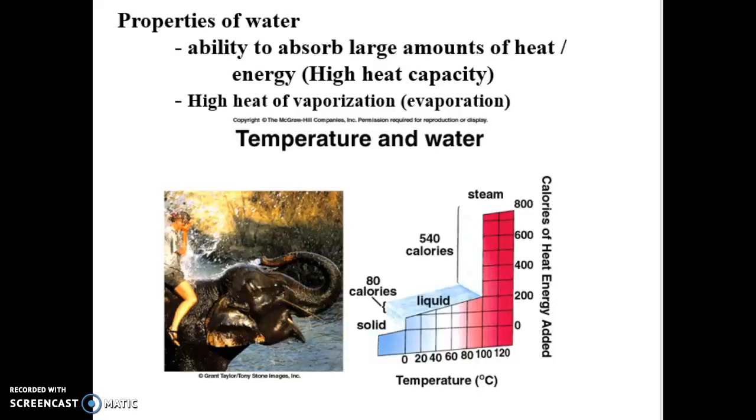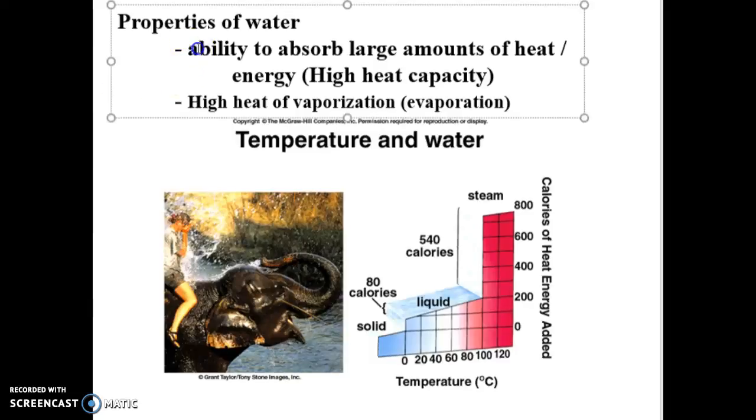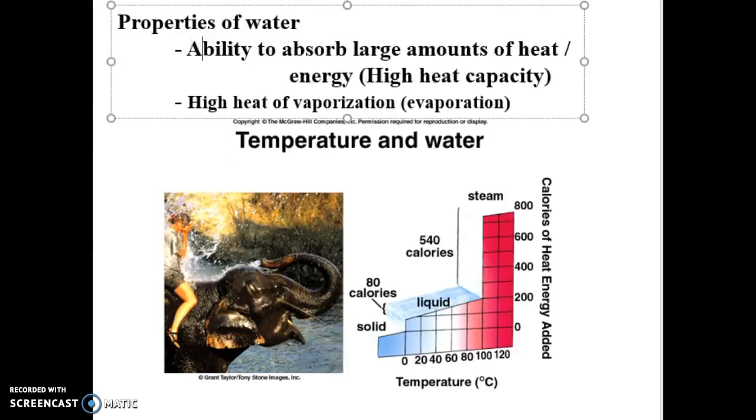But it takes a huge amount of energy and heat to get to that point, to go into that vaporization or evaporation state. Okay, so two key properties of water here that we want to remember and make sure we're comfortable with. Ability to absorb large amounts of heat or energy, and then this high heat of vaporization.